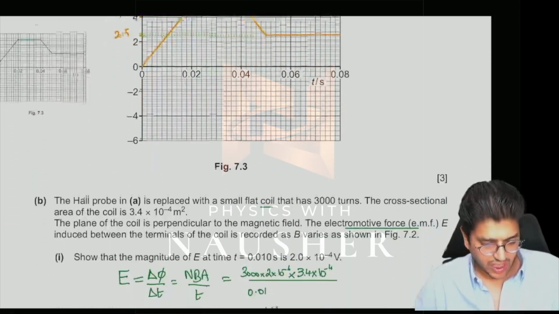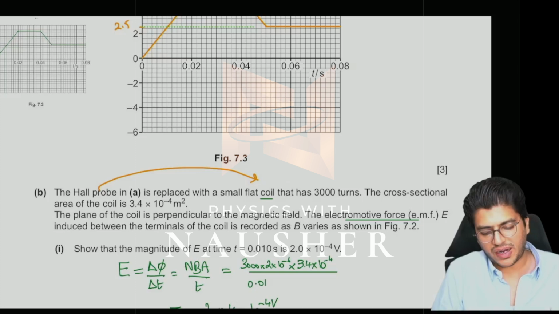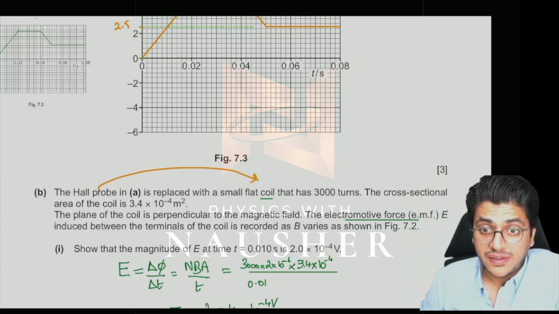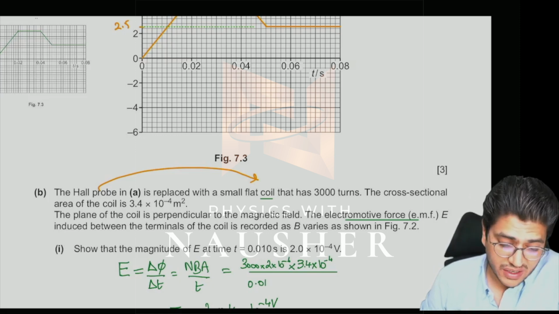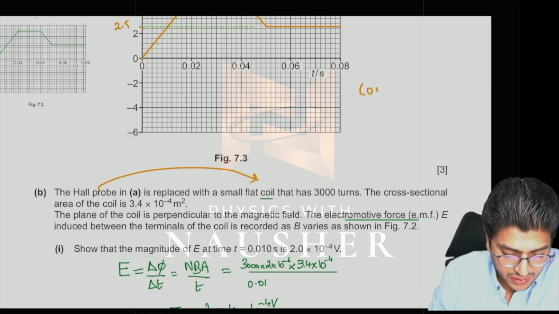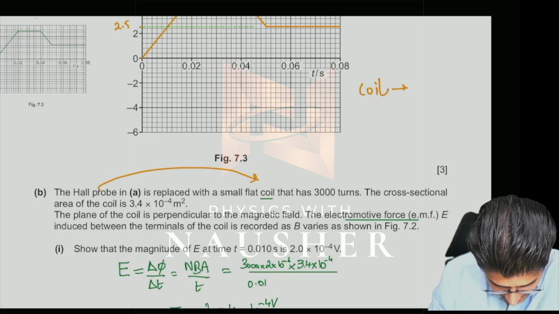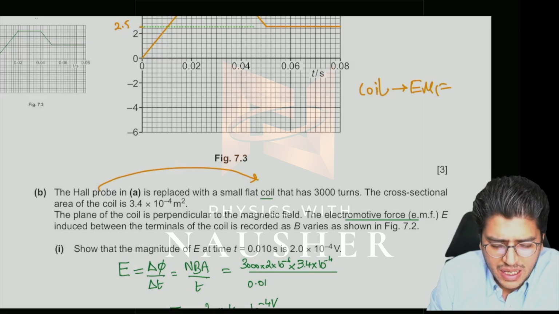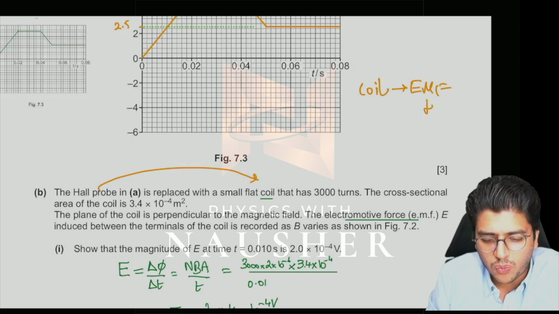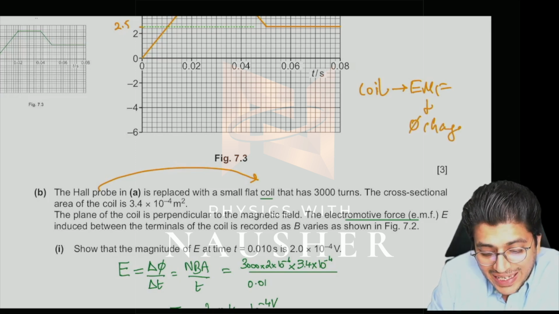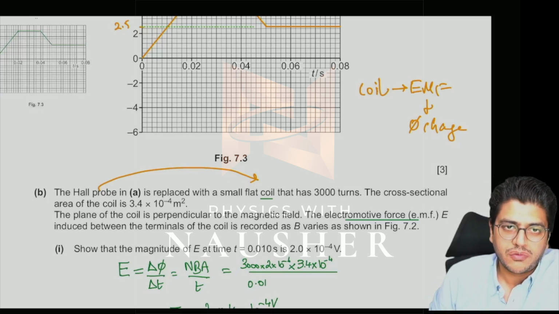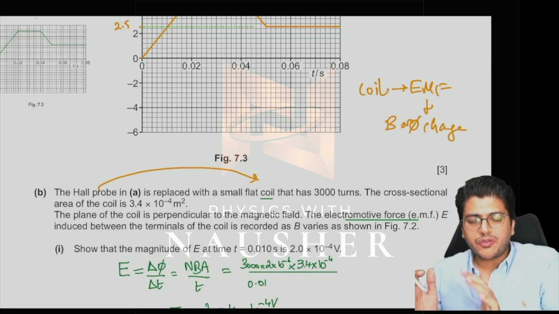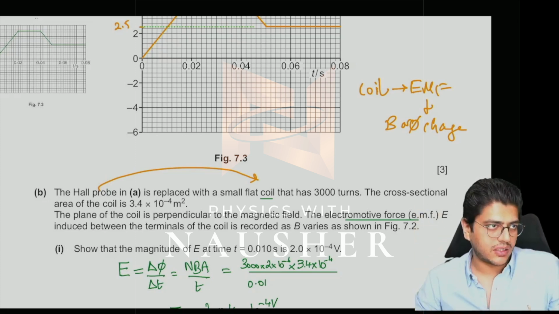So this is Hall voltage. Now the Hall voltage is replaced by a flat coil. Let's talk of coils. For coils, listen to me very carefully. They're very confusing. I don't know why, but it's actually very simple. Coils work on EMF. EMF is only when you have a flux change.